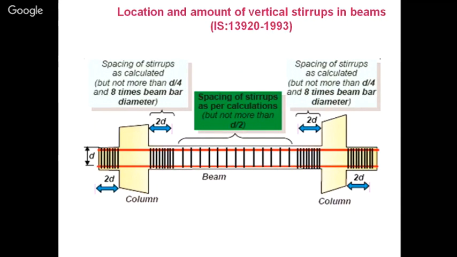This is the way we do the ductile detailing till 2D, that means 2 times the effective depth of the beam. You are going to keep the stirrup spacing very less as compared to your middle zone, but not more than D by 2, which is being shown, that effective depth by 2. You can keep within those limitations, but not more than that.